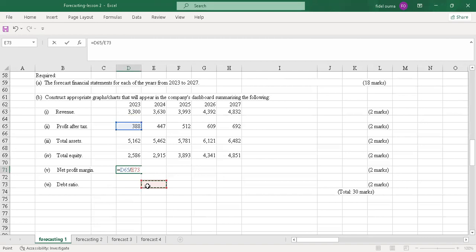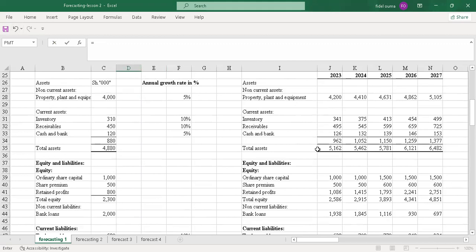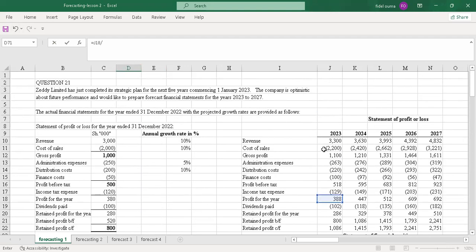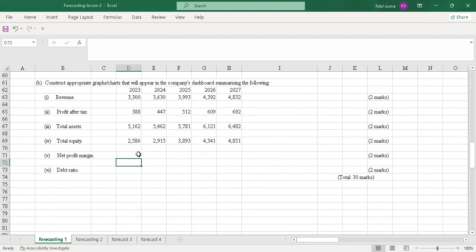And I'll hit enter. Don't know why it's giving me that. Let me see. So I just say equals to. Let me go to the original data. So I'll just take the profit for the year. That's the net profit. Then I divide by the revenue. That's the net profit margin. That's the formula for the net profit margin.